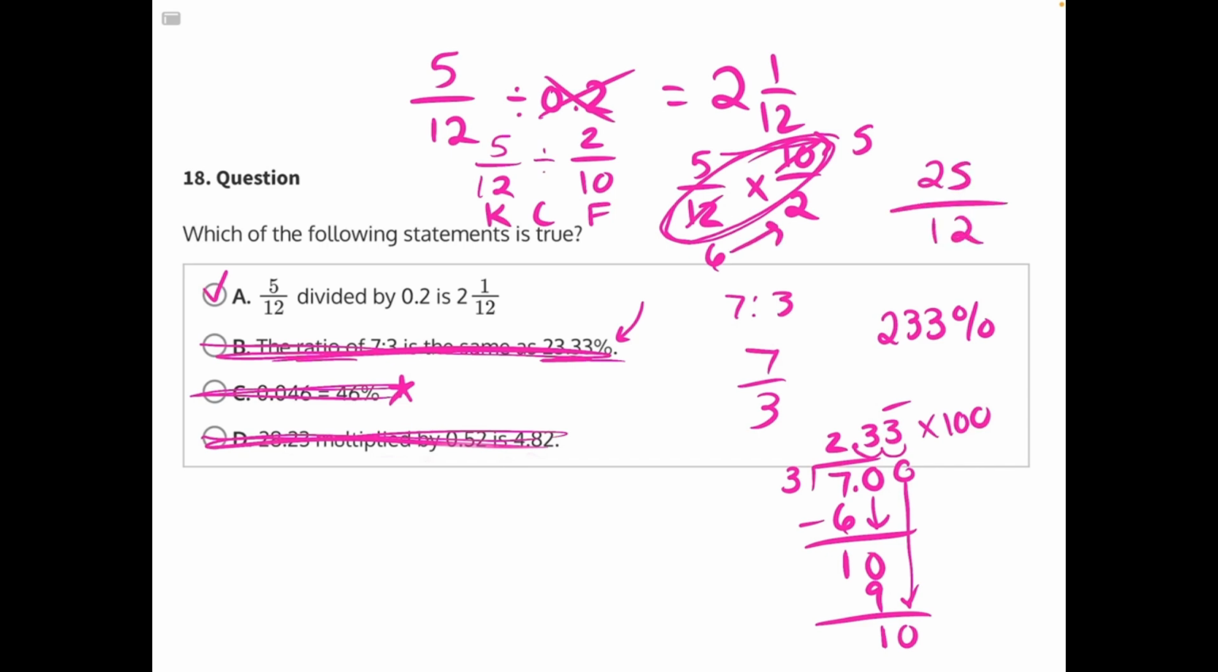From here, we can change it to a mixed fraction. How many times can 12 go into 25? It can go in twice. 12 times 2 is 24, leaving us with 1 left over 12, matching 2 and 1/12, making A our correct answer.